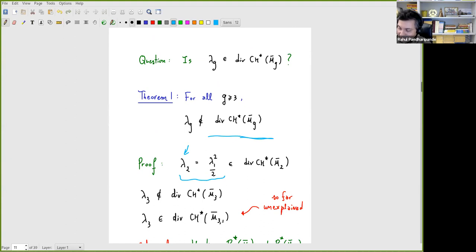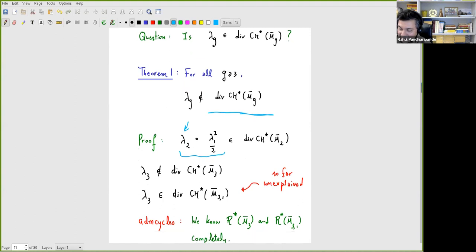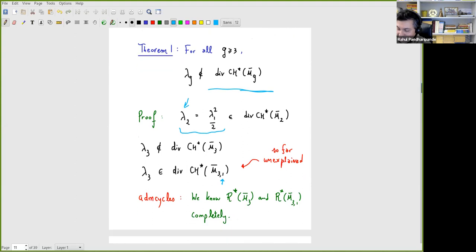All right, so we can go to genus 3. And you can check that lambda 3 is not in the subring of divisors. But something funny happens. Lambda 3 is in the subring generated by divisors in M_{3,1}. If you add a marked point, suddenly it falls in that subring generated by divisors. I actually don't understand why this is true. Of course, we know it is true.